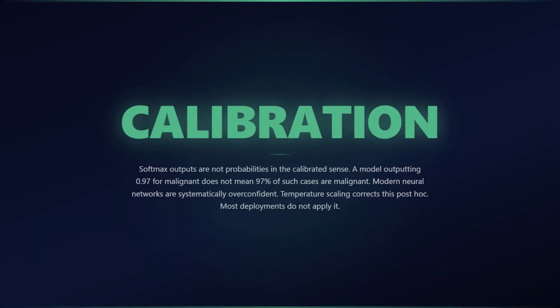Calibration. The output of a neural network classifier passes through a softmax layer, producing numbers between 0 and 1 that sum to 1. These are not probabilities in the calibrated sense. A model outputting 0.97 for malignant does not mean 97% of samples with that score are malignant. Modern neural networks are systematically overconfident. Temperature scaling corrects this post hoc. Most deployments do not apply it. Most papers do not report calibration.